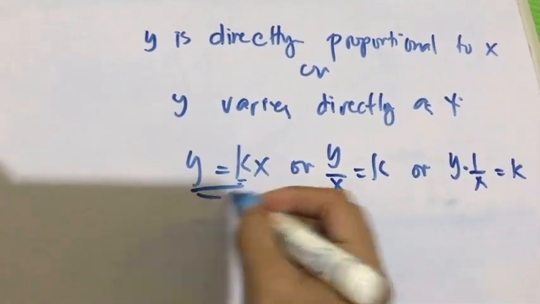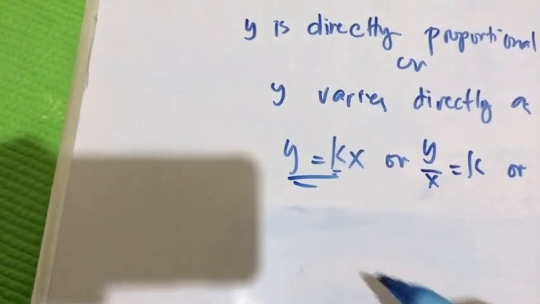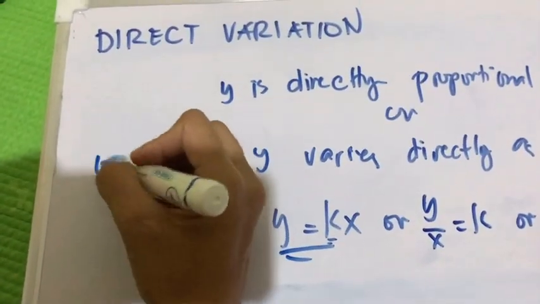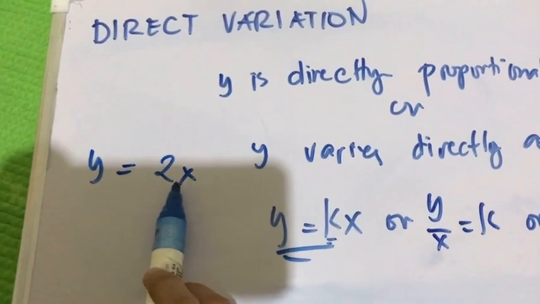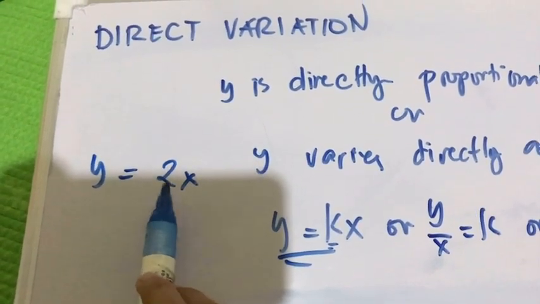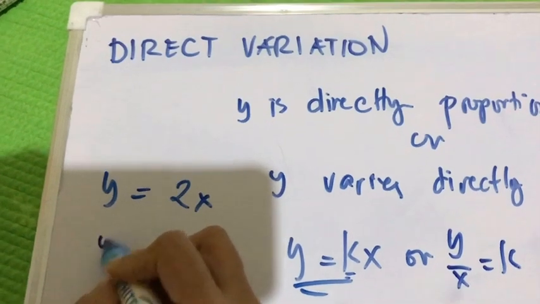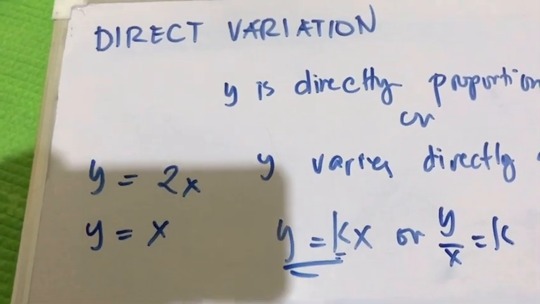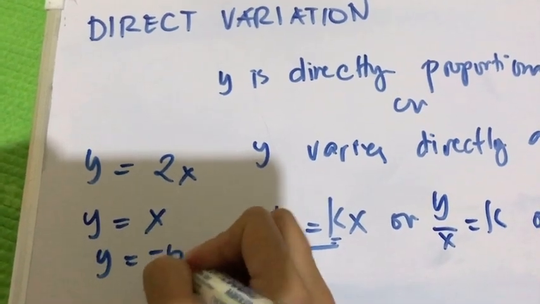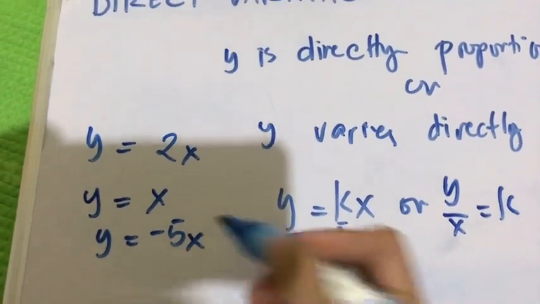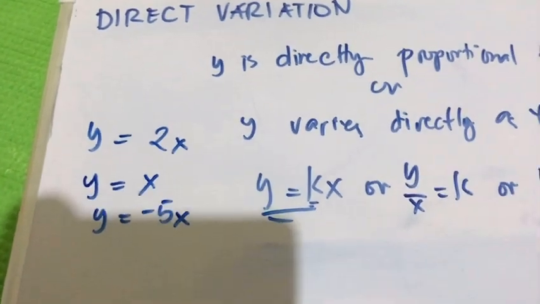In this form, we could have the following as an example. Y is equal to 2x, where our constant of variation here, or the K here, is 2. We could also have Y is equal to x, where the K here is 1. Or Y is equal to negative 5x. That is the same, no?